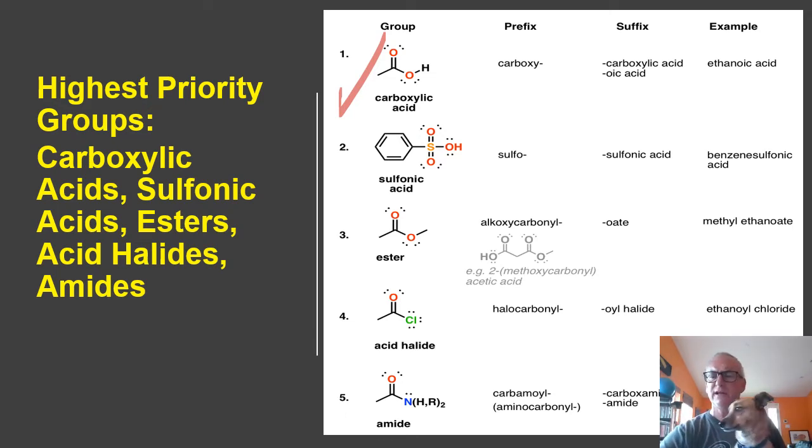Sulfonic acids, we're not really going to be dealing with much. It's basically the same thing as a carboxylic acid, except instead of having carbon in the middle, it has a sulfur. And next comes esters. So you can see that a lot of these, of the high priority groups, are either carboxylic acids or they are forms of carboxylic acid. They're reactions, products of carboxylic acids. Then comes esters, acid halides, and amides. So those are first 5.